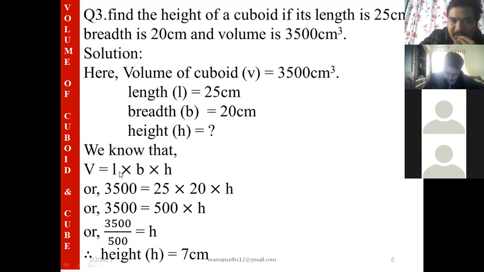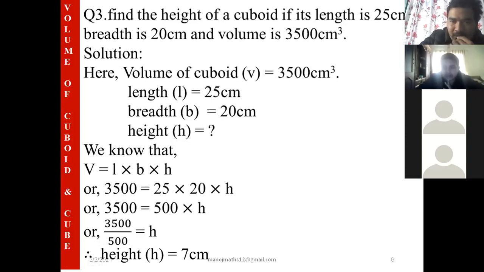In one number, length was missing. In 2 number, breadth was missing. In 3 number, what is missing here? Height is missing. Then 25 into 20 will be 500, and 500 will go to the other side to divide 3,500. When you divide 3,500 by 500, you will get 7. 0 will be cancelled, 5 7s are 35. Then what is the height there? 7 centimeter.